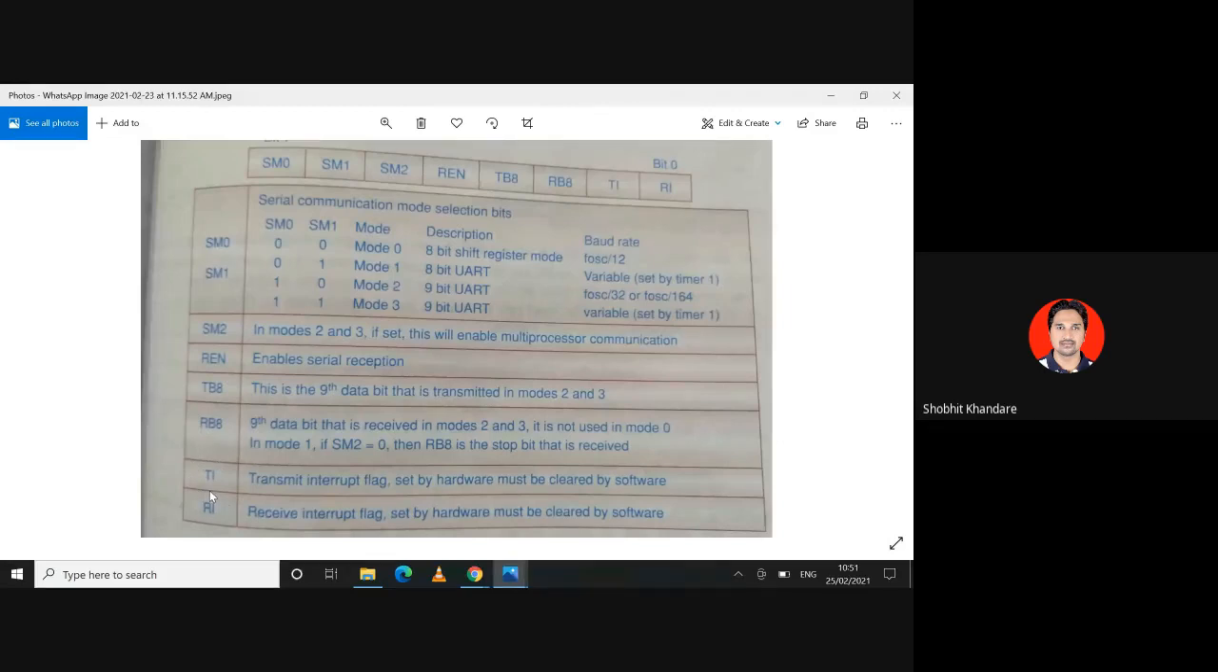Shall we proceed further if you don't have questions? Yes, okay, sir, yes. हाँ, अभी ये RB8 है. This is RB8. I'm talking about this RB8 and TB8. Okay. अभी RB8 क्या बता रहा है?